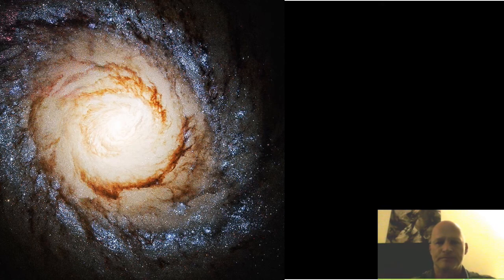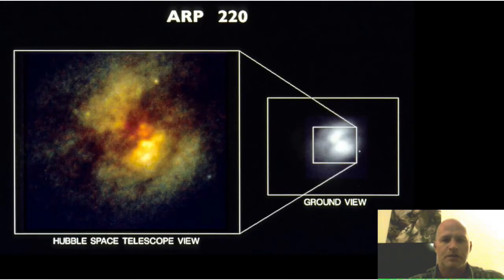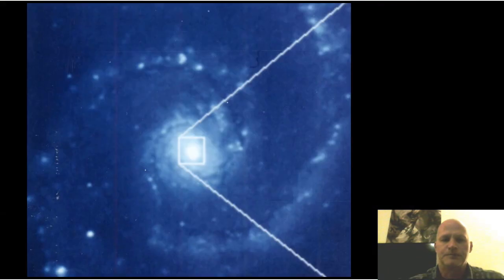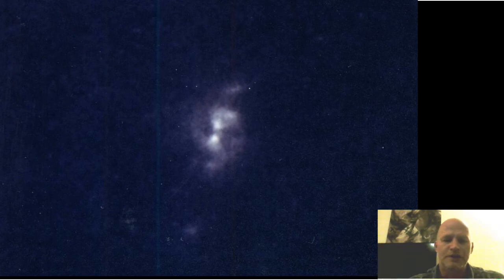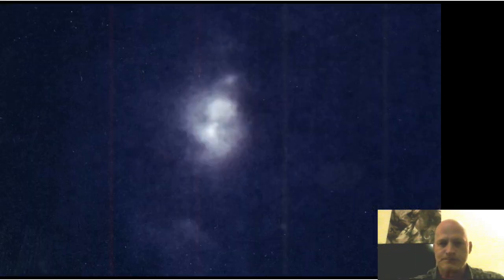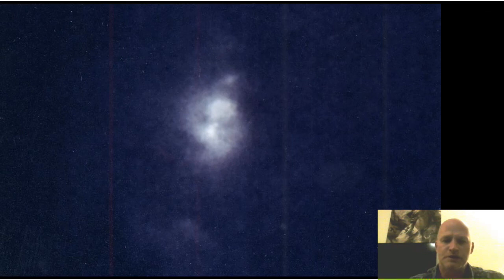This is an image of the Whirlpool Galaxy from the Hubble telescope on the left. And on the right is what we see from the ground if you look through a telescope. And if you go even closer, right in the middle of the Whirlpool Galaxy, in the center of the black hole, is this light. And if you take a closer look, then this is what we see.